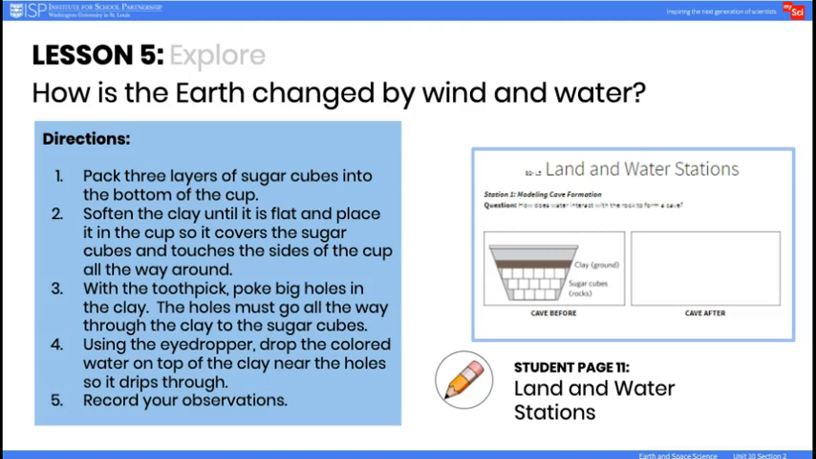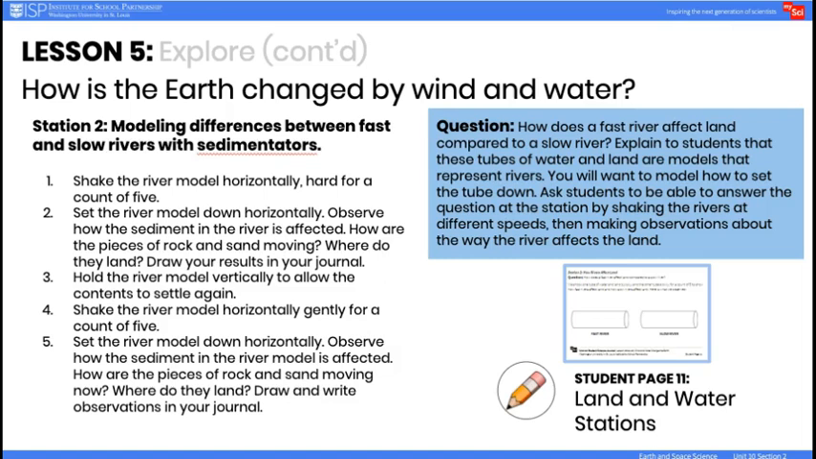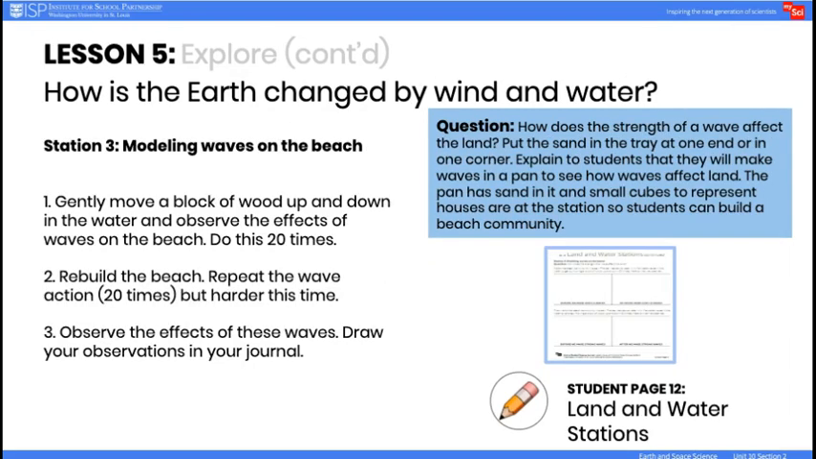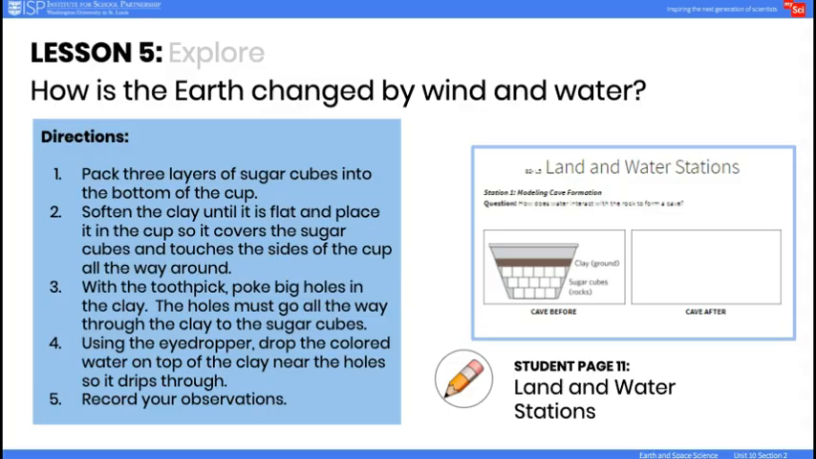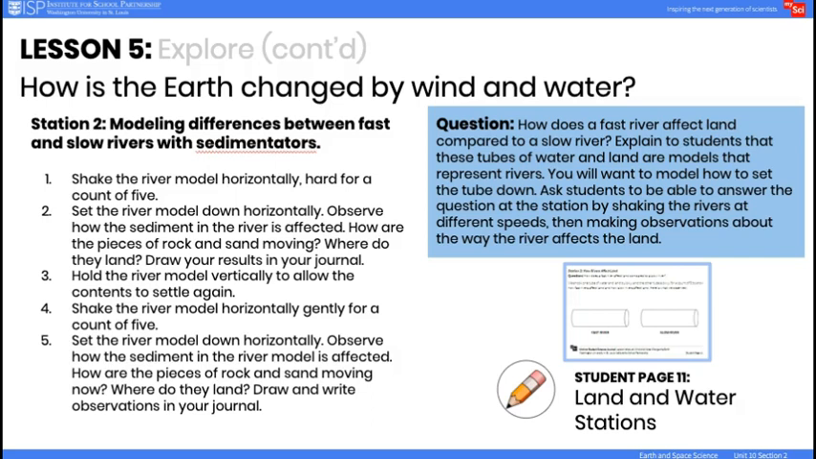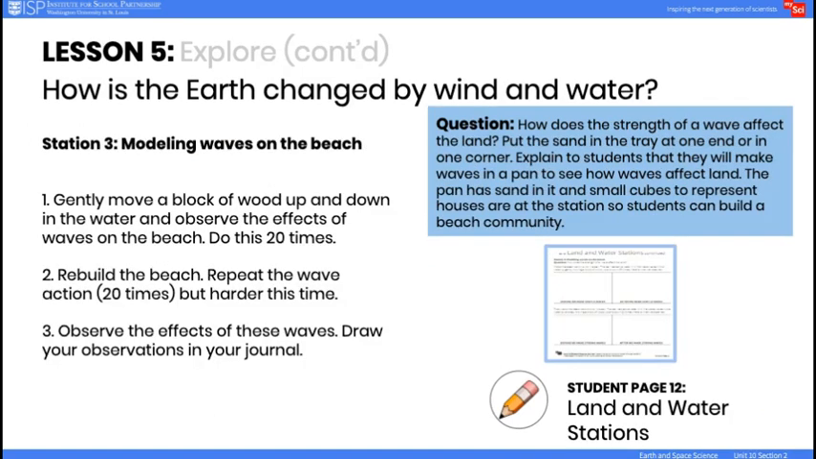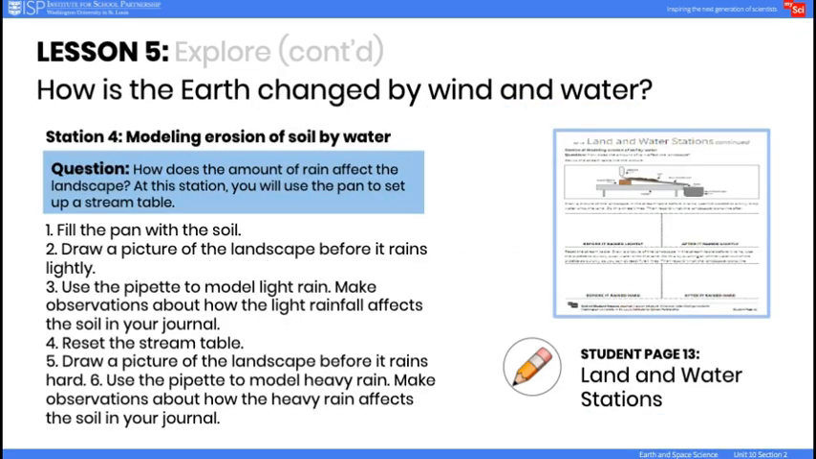In the Explore portion of the lesson, students will participate in 4 labs modeling interactions between land and water. At each station, groups of students will manipulate materials, make observations, and answer questions about what they observed on Student Journal pages 11 through 13. For each of these stations in the Explore, students should analyze their observational data and use it as evidence to explain how water affected land. A tutorial of each of these labs is available on our website and linked in the Lesson 5 curriculum.